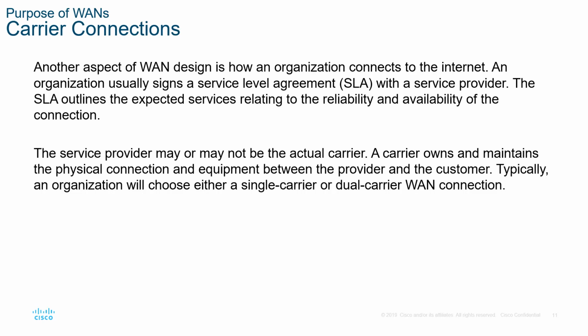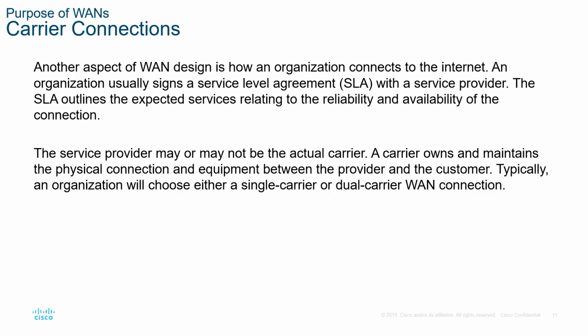So another aspect of WAN design is how the organization connects to the internet. All of these connections assume that there is some form of internet connectivity. Normally with that internet, we'll have to have some form of service level agreement with the service provider. The service provider will provide the SLA that outlines the scope and the expected service, reliability, availability of the service and connections. That way they know exactly what they're paying for.